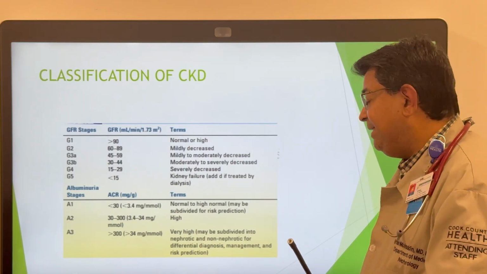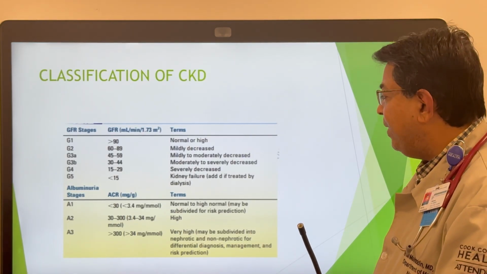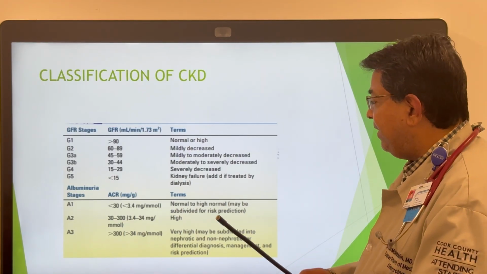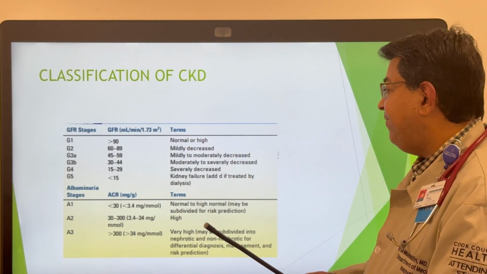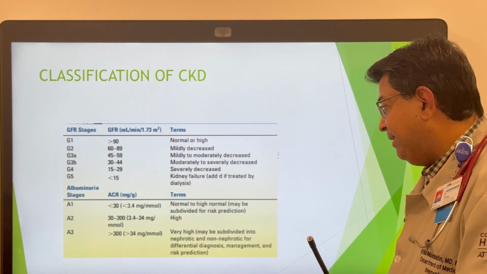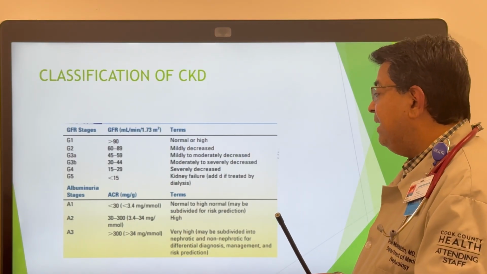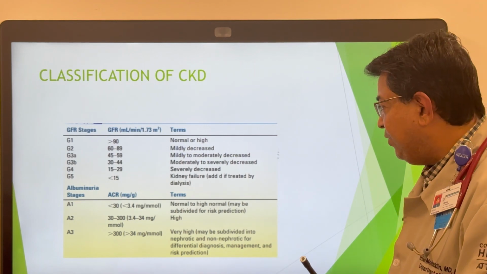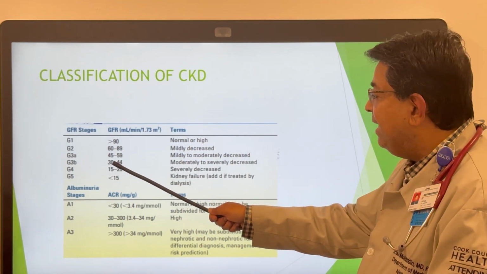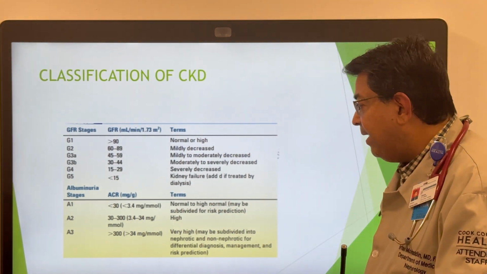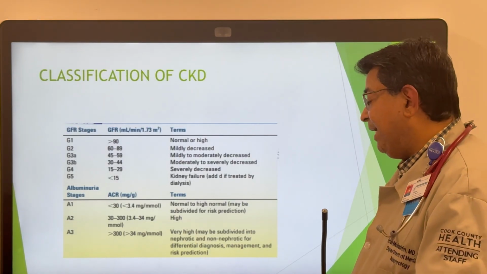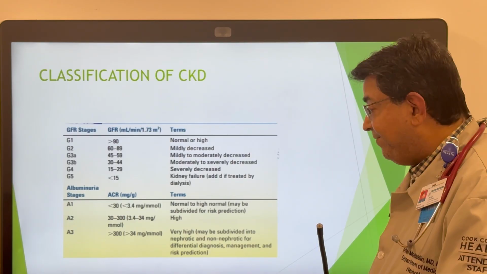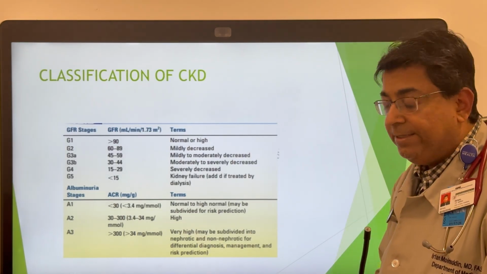Classification of chronic kidney disease is widely known. I'm going to quickly go through the different levels. Normal GFR is greater than 90 milliliters per minute per body surface area. Stage 2 chronic kidney disease is 60 to 89. Stage 3A is 45 to 59. 3B is 30 to 44. Stage 4 is 15 to 29 milliliters per minute per body surface area. And stage 5 is less than 15 milliliters per minute per body surface area.